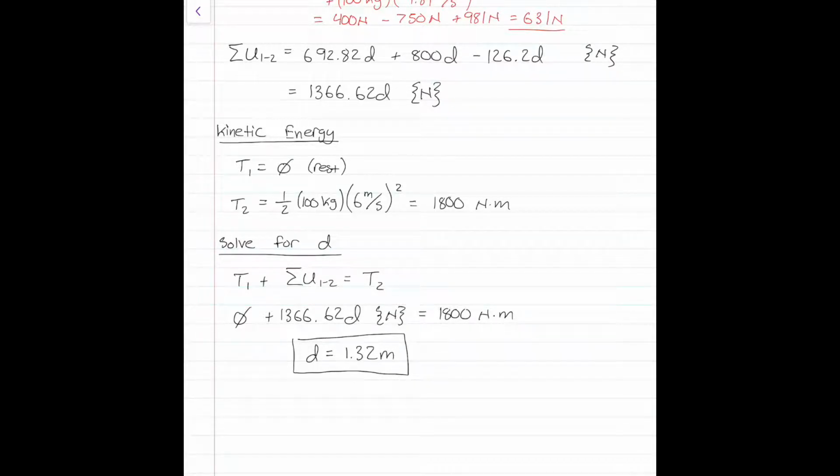So that's again problem 14.3 in R.C. Hibbeler's 13th edition of Engineering Dynamics, going over work energy.